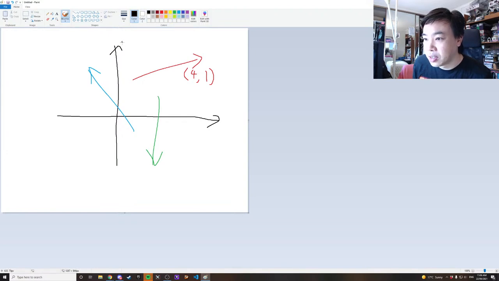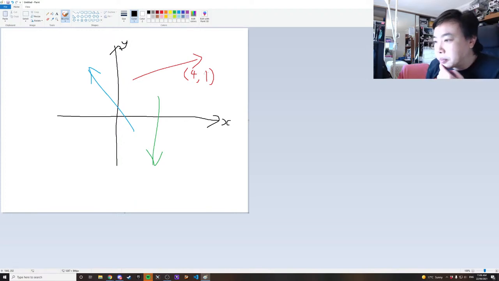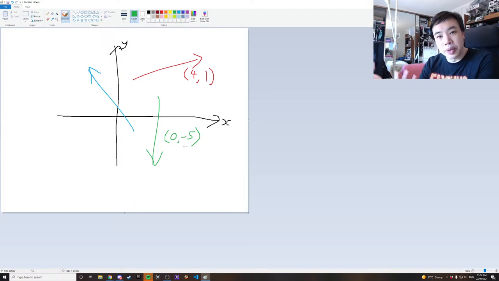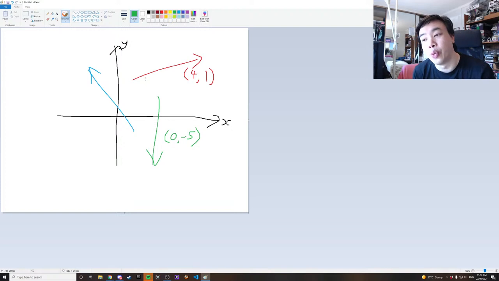I should actually list my axes correctly. I'm a little loose with my math. So this thing is a vector that goes a certain distance. This vector here would be like a 0 in the x and negative, I'm just going to say 5. I'm just making up the numbers, but you know what I mean. So vectors define directions in coordinate geometry.